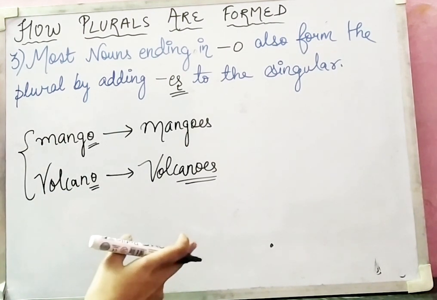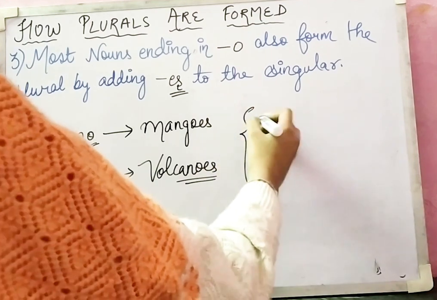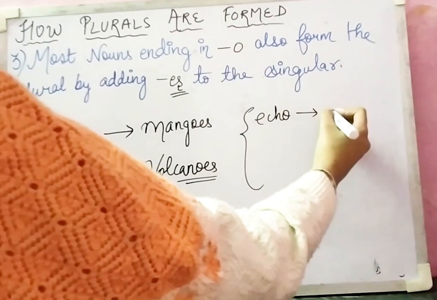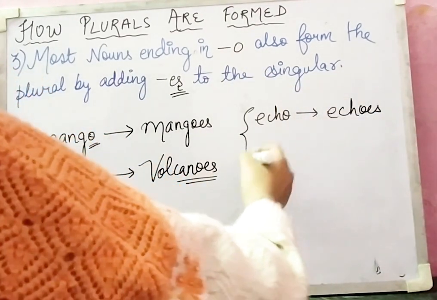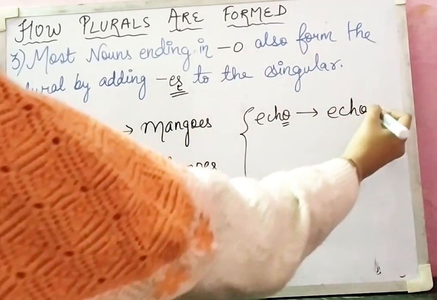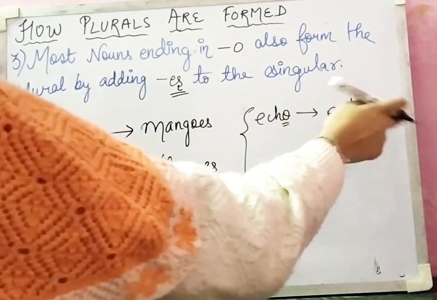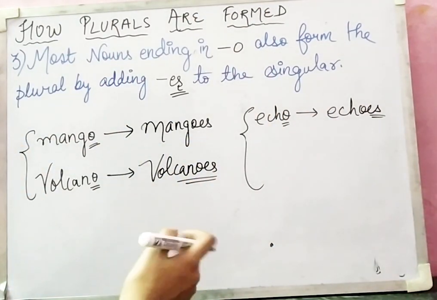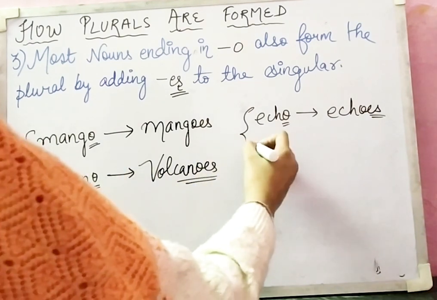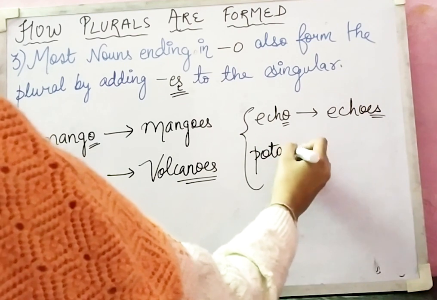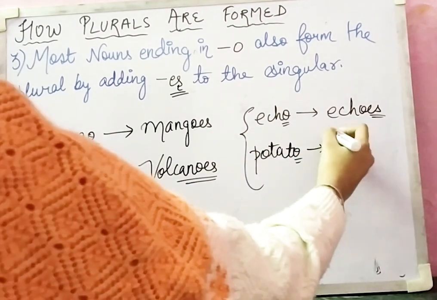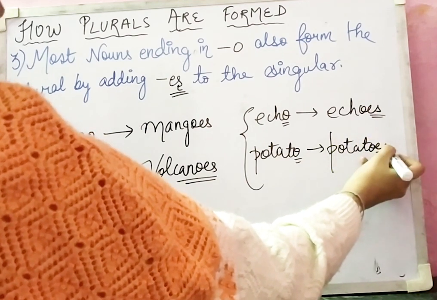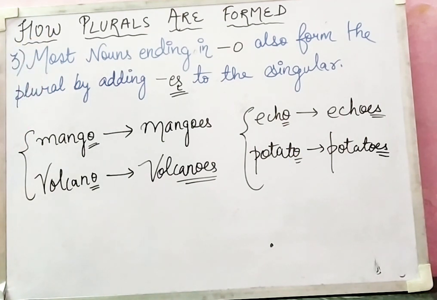Is this clear? Similarly, we can take more examples, like echo. You all know what an echo is. So echo will be echoes. The o is there, we have not replaced it, we have added es so that it will become the plural of this noun. Similarly, there are many examples like potato. There is also o. We can make the plural of that, that is potatoes, by adding es. So I think this third way is also clear to you.